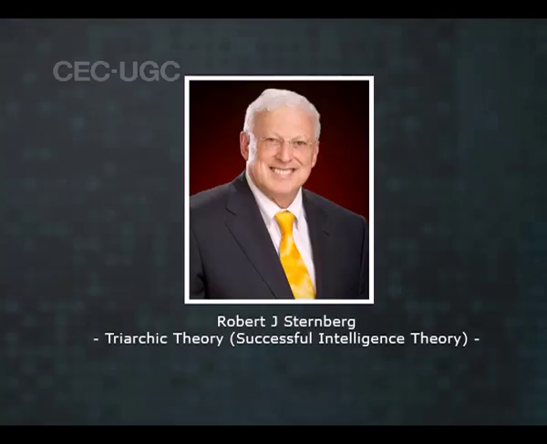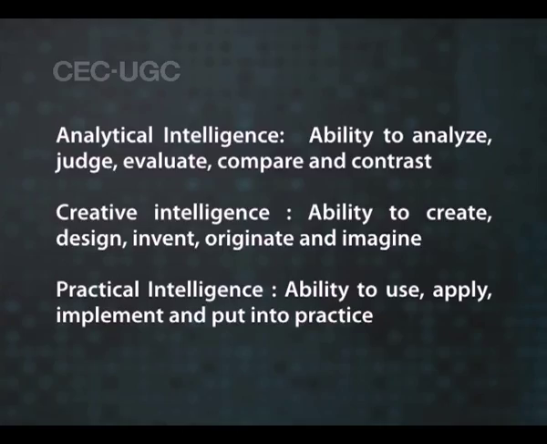Sternberg's triarchic theory. Robert J. Sternberg's theory is a cognitive process approach to understand intelligence. This theory nowadays is popularly known as successful intelligence theory. According to the theory, developed first in the year 1986, intelligence comes in 3 forms: analytical, creative and practical. Analytical intelligence involves the ability to analyze, judge, evaluate, compare and contrast. Creative intelligence, as the name suggests, consists of the ability to create, design, invent, originate and imagine. Practical intelligence is the ability to use, apply, implement and put into practice. Some people are equally high in all the three areas, others do well in one or two.